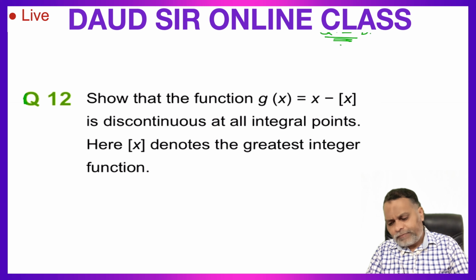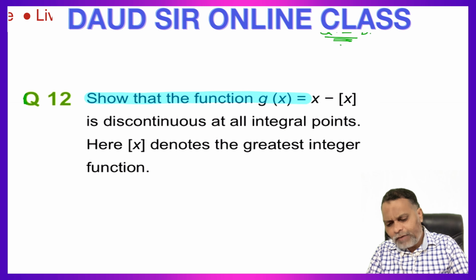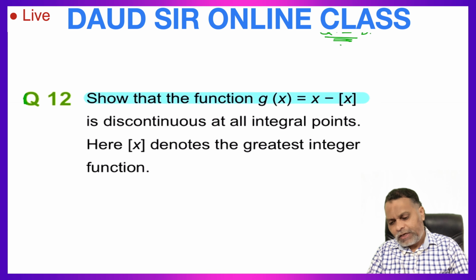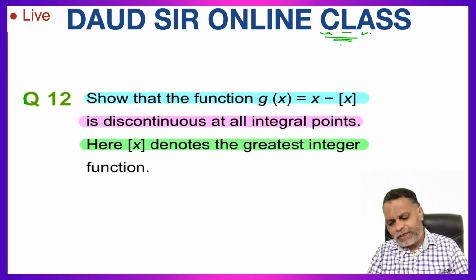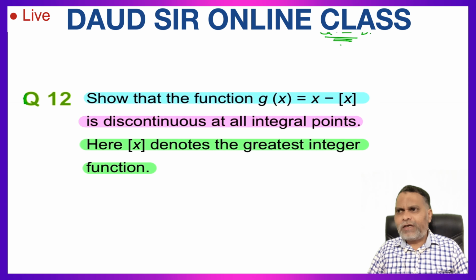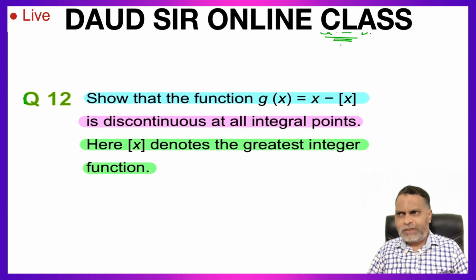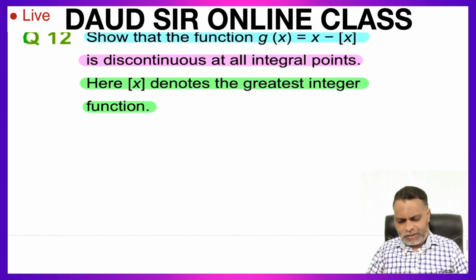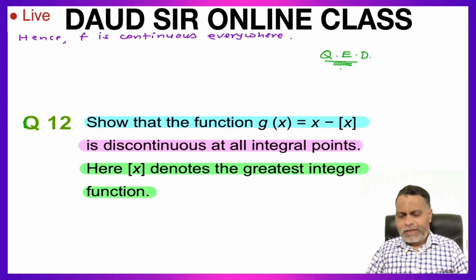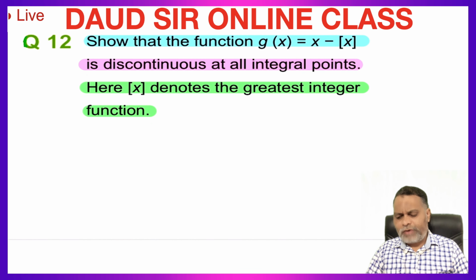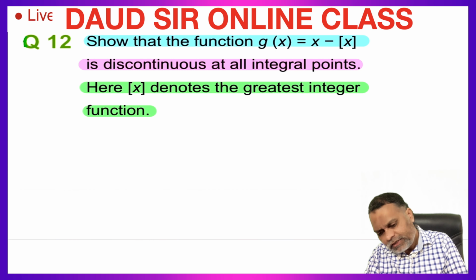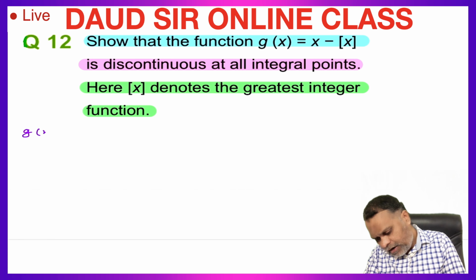Question number 12. Show that the function g of x is equal to x minus greatest integer of x is discontinuous at all integral points. Here greatest integer of x denotes the greatest integer function. So this function we have to prove discontinuous at all integral points. Greatest integer function of x means we take the integer equal to x or less than equal to x. So for this, just take the function g of x is equal to x minus greatest integer of x.